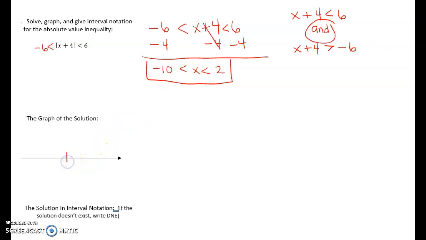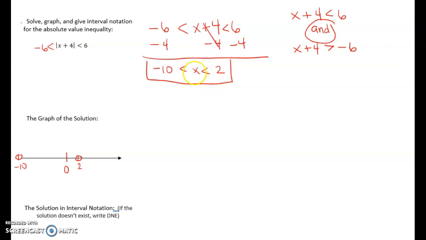Okay, when you're graphing, we'll have a point at -10 and a point here at 2. Now these will both be open circles. Why will they be open circles? Well, they're not equal to, so they're not including those numbers, so they're just going to be open.